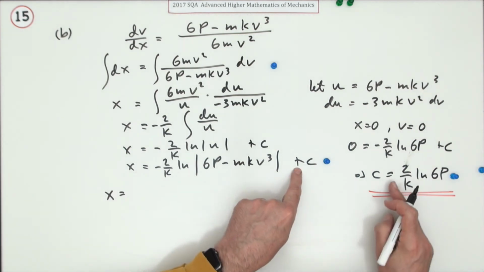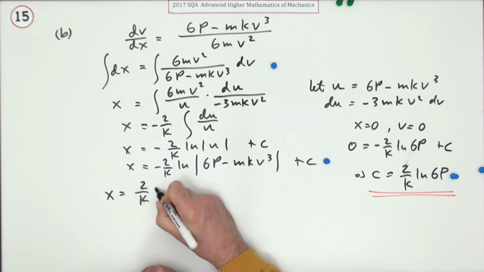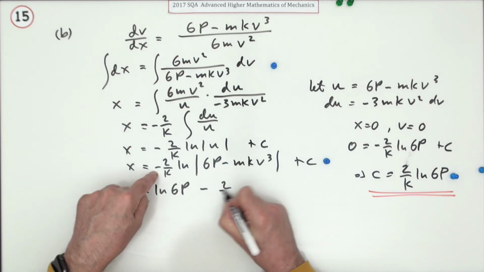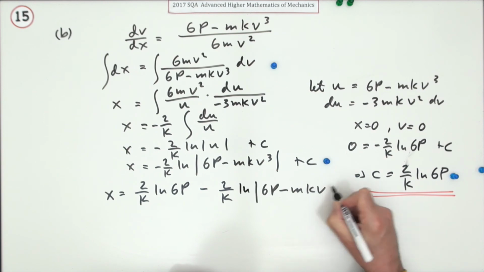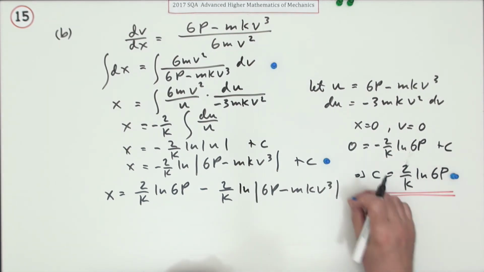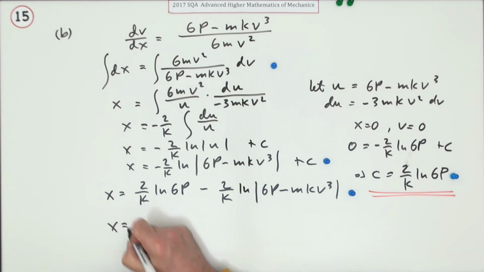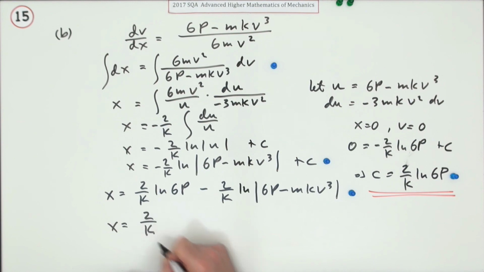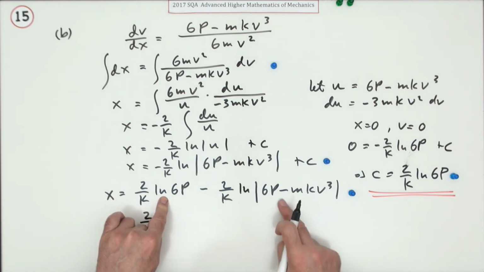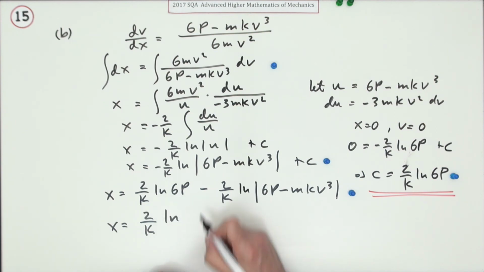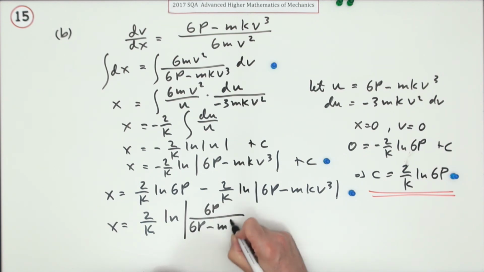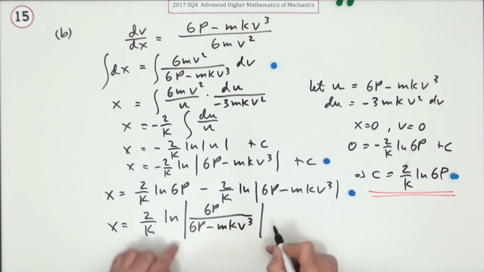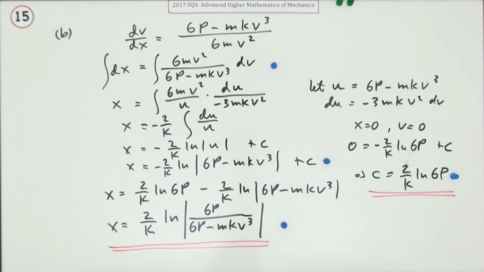Now that's negative and that's positive, so I'm just going to put that one first. 2 upon k ln of 6p minus 2 upon k ln of the bundle. Now actually at that point they give you the last mark. But it's really crying to be tidied up because look, there's a common factor here of 2 upon k. And with the 2 upon k out, you've got a log minus a log. So that can go down to a single logarithm of the quotient. A single logarithm of 6p over 6p minus mkv cubed. I'll have to put the absolute value back in again. That's much neater. I'd put the answer there, but they've got it there.